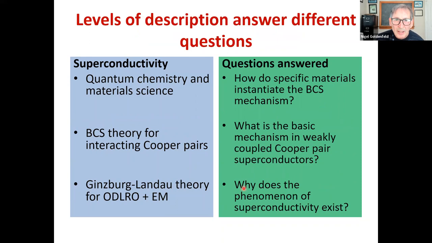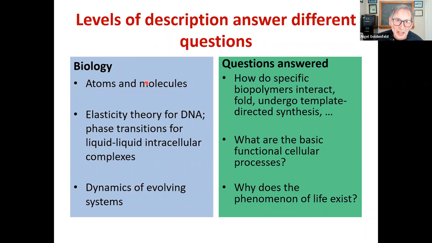So in superconductivity, these three different levels are not all superseded by one. They're all very useful. Quantum chemistry and material science tell us how specific materials instantiate the BCS pairing mechanism. The BCS theory for interacting Cooper pairs tells us the basic mechanism in weakly coupled superconductors, electron-phonon interactions, and so on. And the top level of description tells us why we should expect the phenomenon of superconductivity to exist at all, why you can have superconductivity not just in materials, but even in things like QCD and quark stars. In biology, these different levels of description answer specific questions.